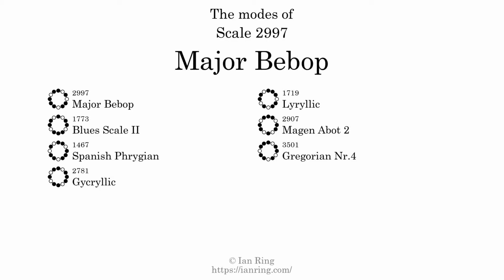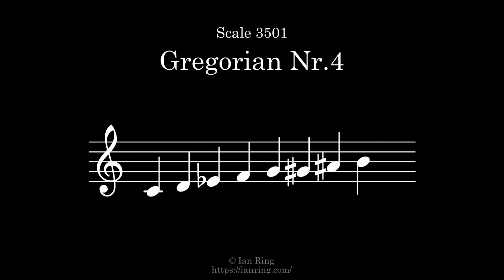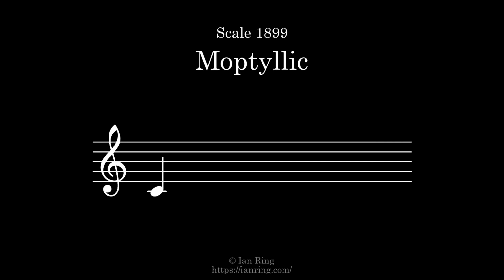The seventh mode is scale 3501, also known as Gregorian number 4. It sounds like this. The eighth and last mode is scale 1899, also known as Moptilic. It sounds like this.